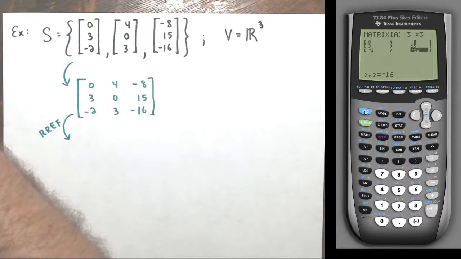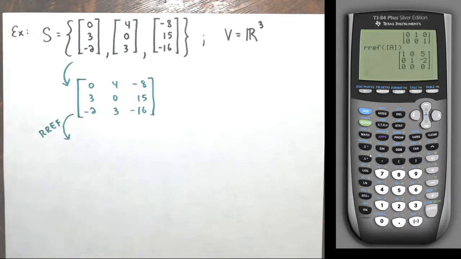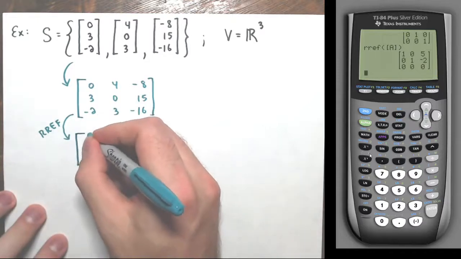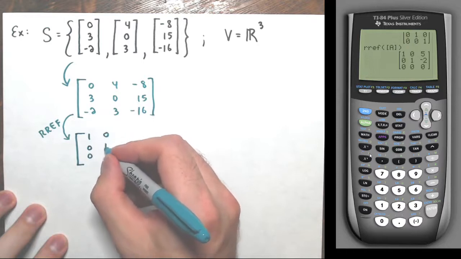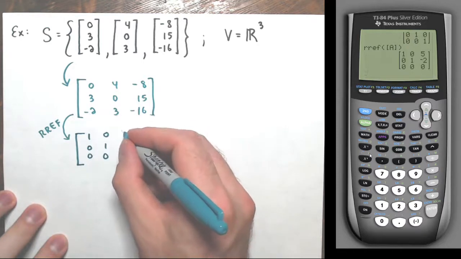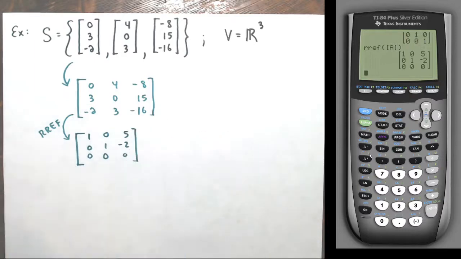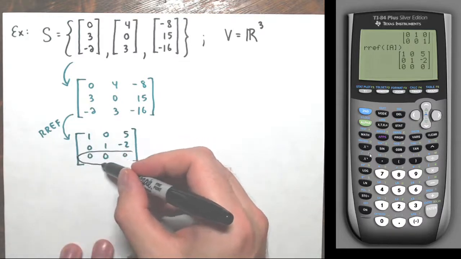Okay, and get out of here, and I've already entered the reduced row echelon form, so let's just re-enter it. Alright, so here it is in reduced row echelon form. 1, 0, 0, 0, 1, 0, 5, -2, 0. Alright, so again, I'm not going to write out the stuff anymore. I've written it out enough. Look at the rows. There is a row made up entirely of zeros.